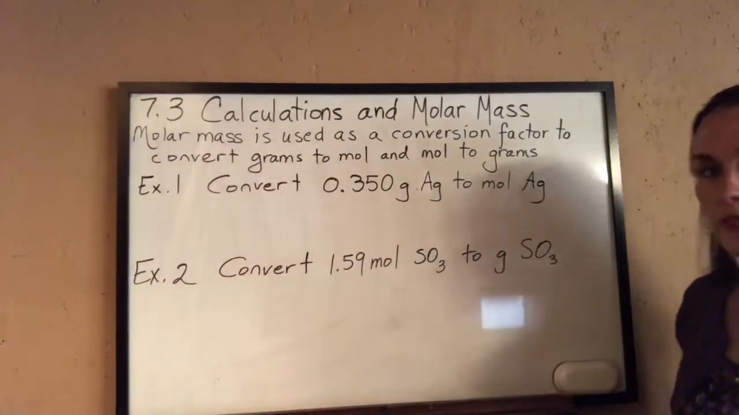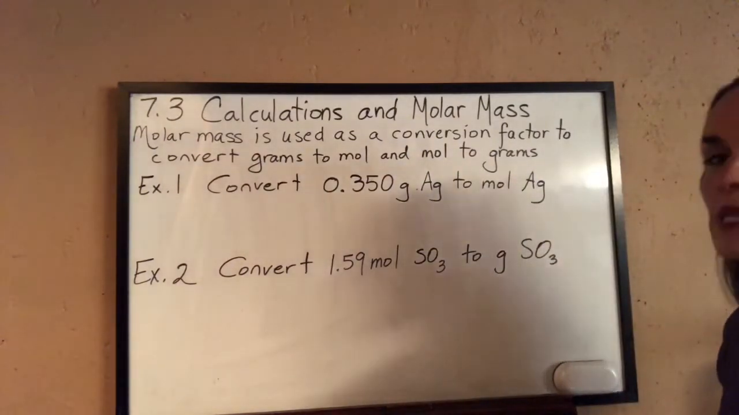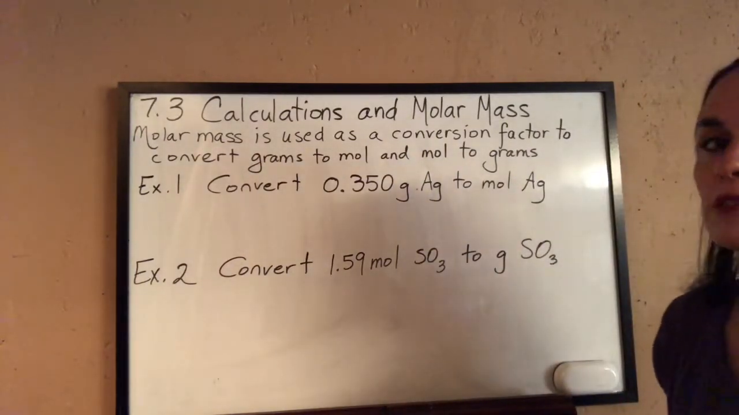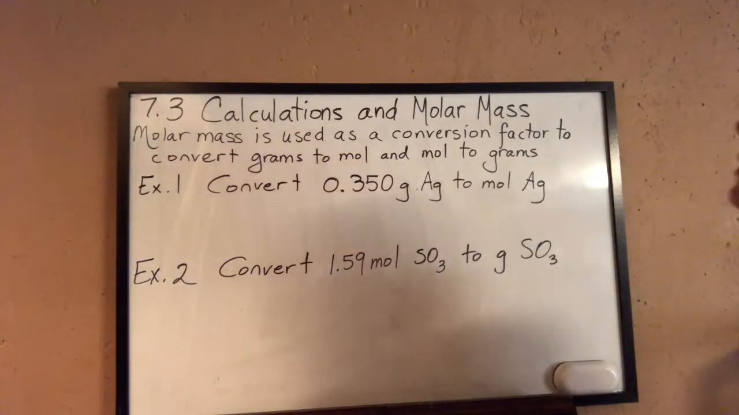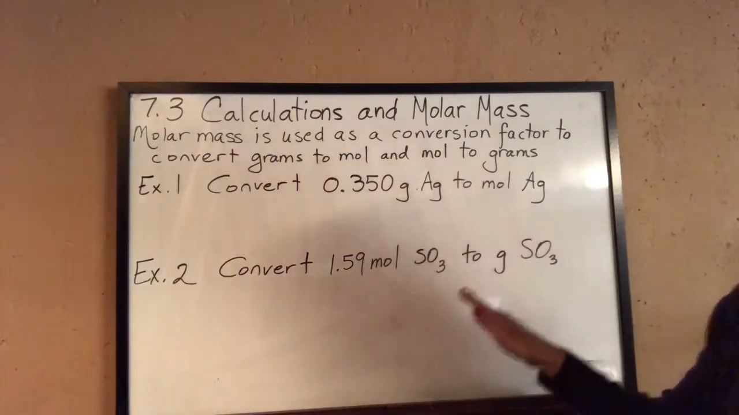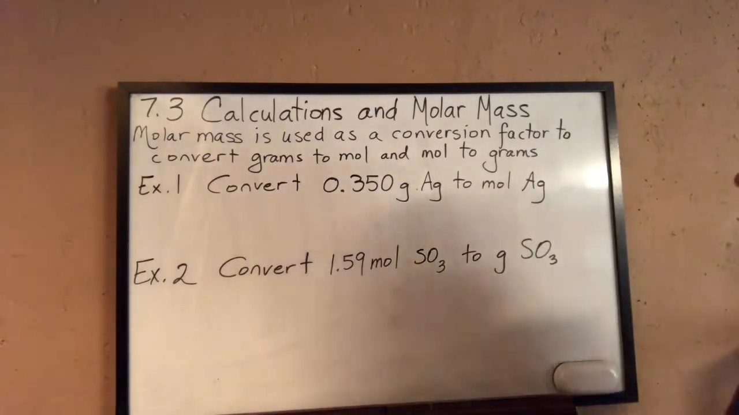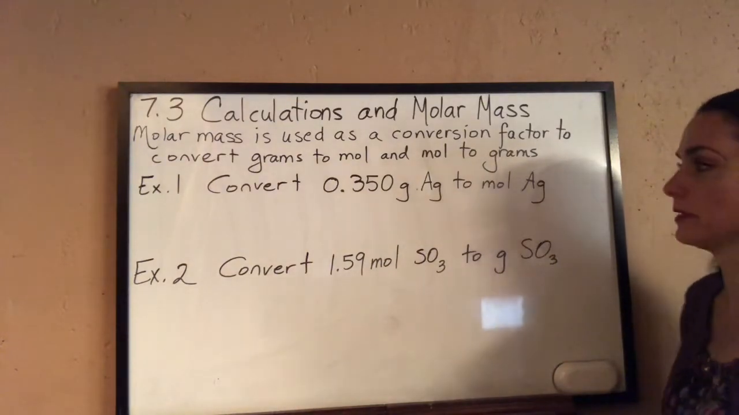Okay, so we learned how to find a molar mass. Now we need to use molar mass as a conversion factor, which is what it is most commonly used for. Calculations of molar mass. As I've said, molar mass is used as a conversion factor to convert grams to moles and moles to grams. Let's do a couple examples. I have these 2 ready, and then I'd like to do probably about 2 more. Okay, so let's start with something simple, a simple element.